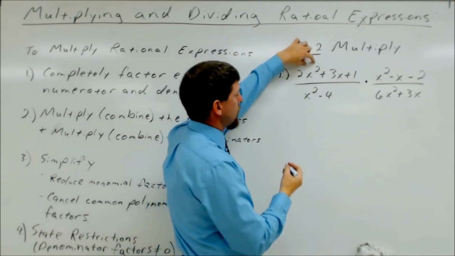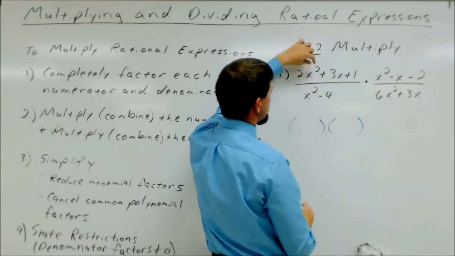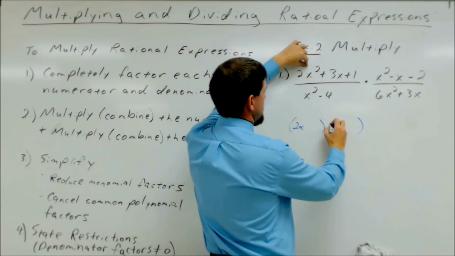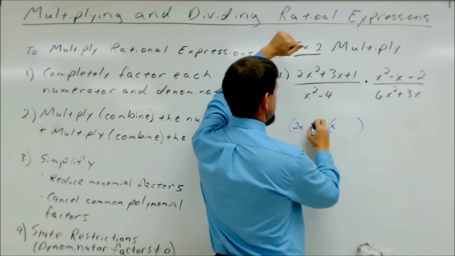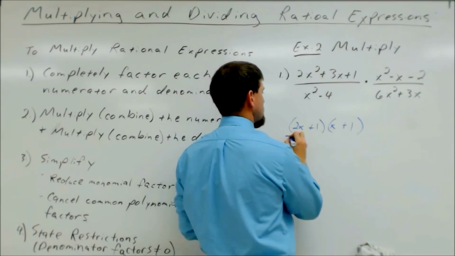we have a quadratic trinomial for this first numerator, so we know that that's a pair of linear binomials. So that's going to be 2x and x. 1 will be plus 1 plus 1. So when we check it, 1x and 2x gives us 3x.